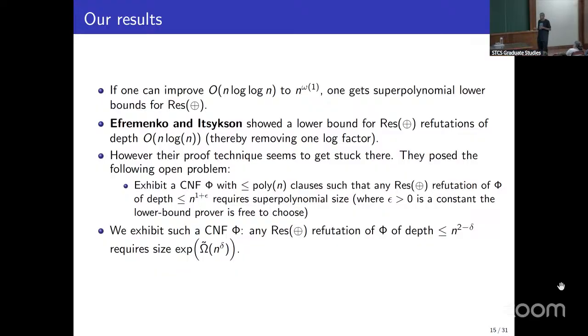Is the statement false or does the proof get stuck? Proof gets stuck. This is the next frontier now: improve it to more than n squared. Okay, thanks.